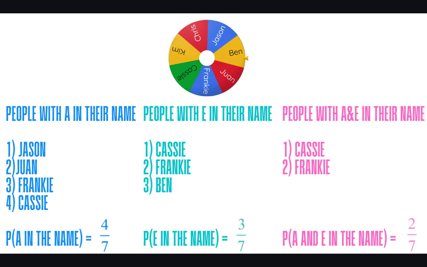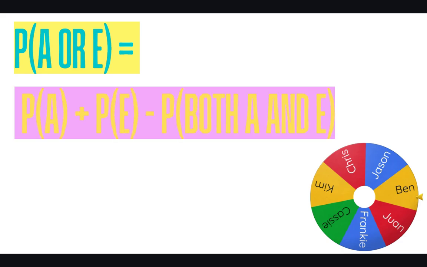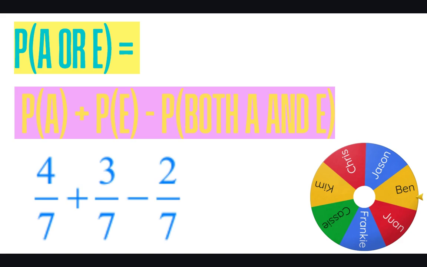Since there's an overlap, we're going to use a different formula to calculate the probability. The probability of A or E is going to be an overlapping probability. So the probability of A in their name plus the probability of E in their name minus the people who have both A and E in their name. The probability of A, 4/7, plus the probability of E, 3/7, minus the people who have A and E in their name, which we figured to be 2/7, for a total probability of 5/7. So the probability of the wheel landing on someone with an A or E in their name is 5/7.